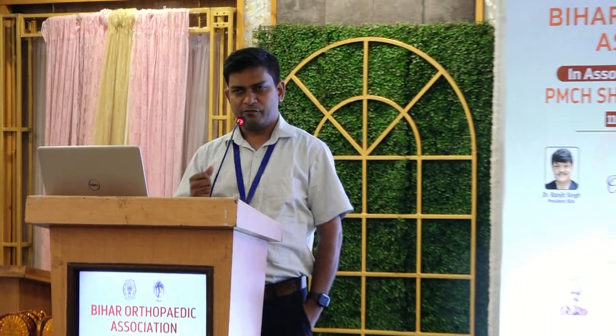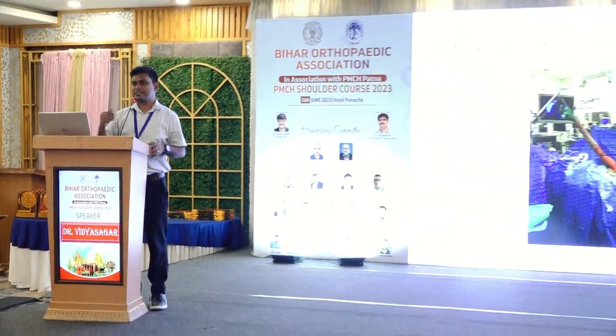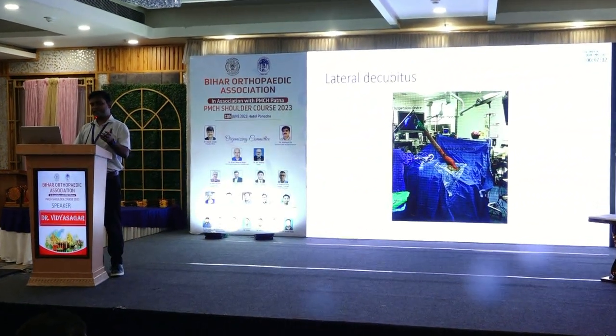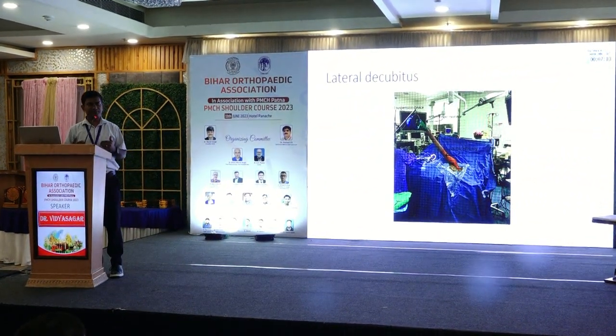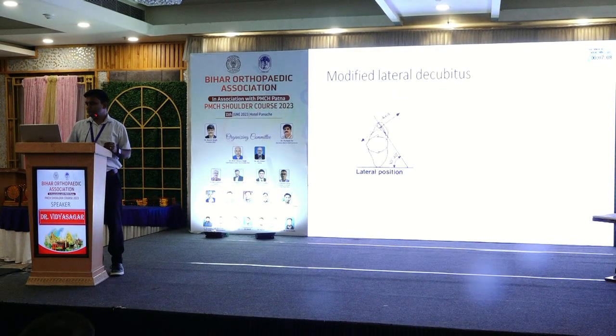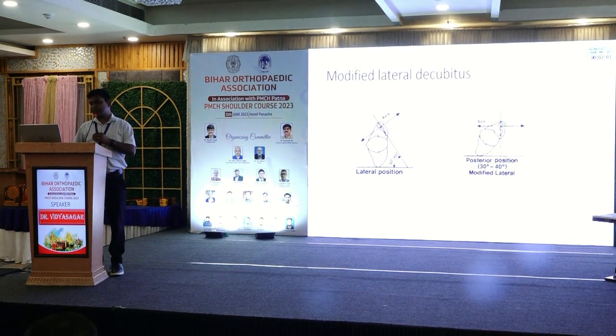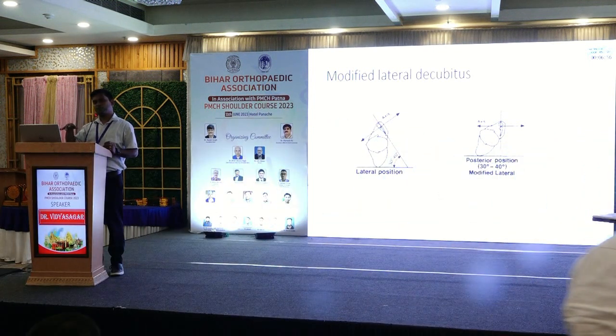Coming to lateral decubitus position, in this position, the affected extremity is upside. The head is well padded, the chest strap is done, and all the bony prominences are well padded. The upper extremity is attached to a suspension device, and the surgeon lies posteriorly. Gross et al. modified this lateral decubitus position. In this modified lateral decubitus position, there is posterior tilting so that the glenoid comes parallel to the floor.